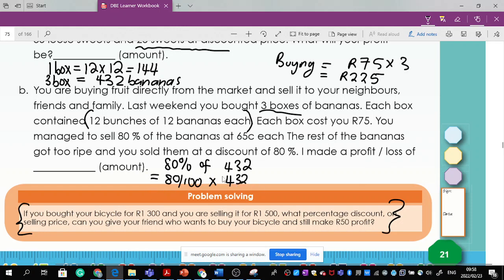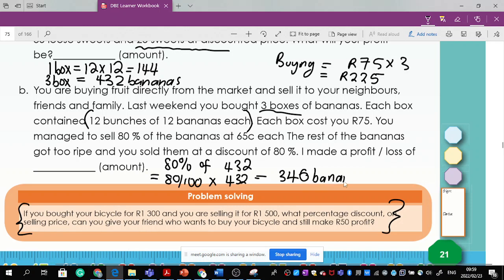That should give you, use your calculators. These are very long questions. I underestimated them. 345.6. So it's roughly about 345.6, so I'll just round it off and say 346 bananas.